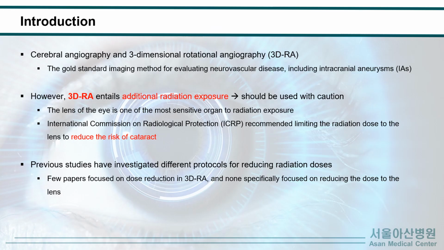Cerebral angiography and 3D rotational angiography are frequently used these days and are the gold standard imaging method for evaluating neurovascular disease, including intracranial aneurysms. However, 3D-RA entails additional radiation exposure, therefore should be used with caution. On the other hand, the lens is one of the most sensitive organs to radiation exposure. Therefore, ICRP recommended to limit the radiation dose of the lens.